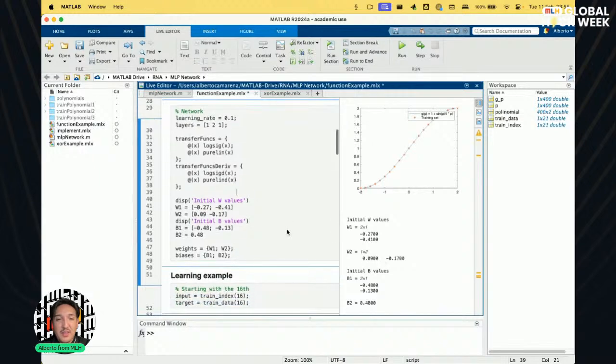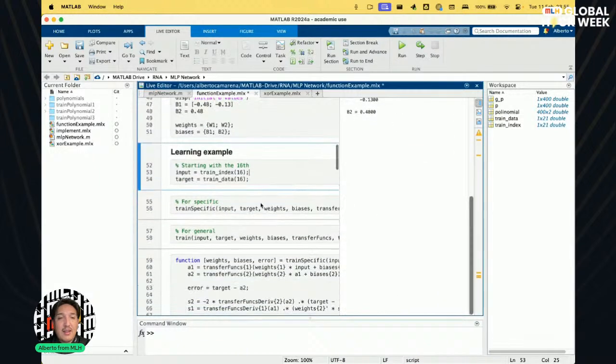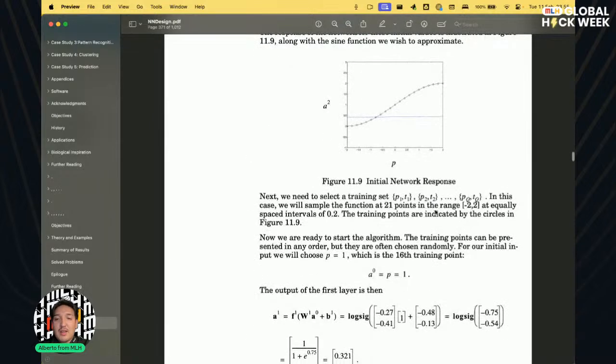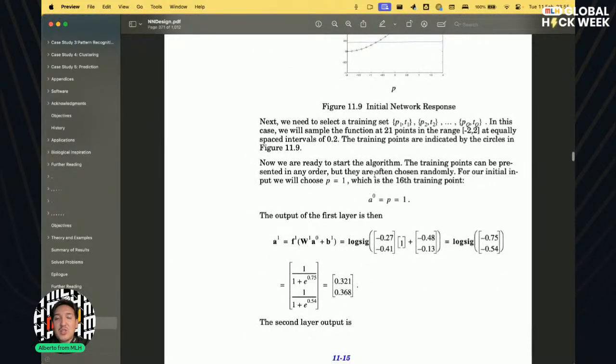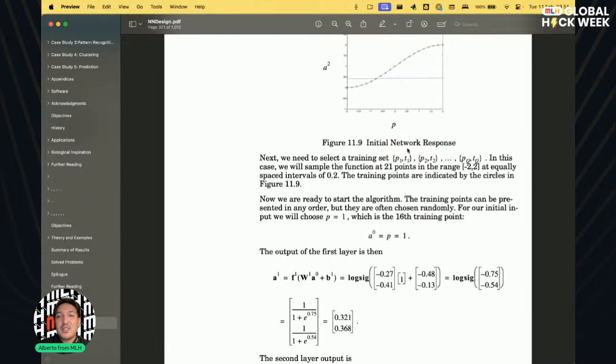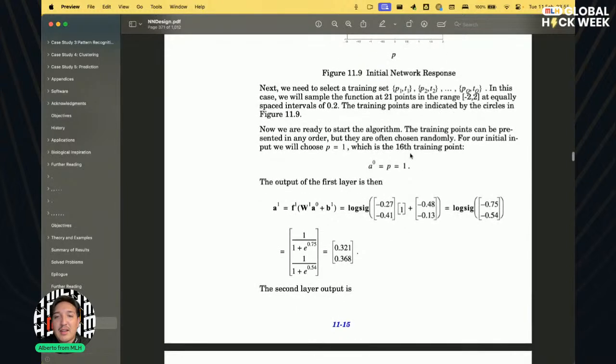I have them. And in this learning example, they mentioned that we should use the 16th element of the training point. Normally, when training, we pass the data randomly, and the order doesn't matter, but in this case, I don't know why they chose this 17th point, which is the value of 1. According to this, the result should be around 0.7 or something like that, right?